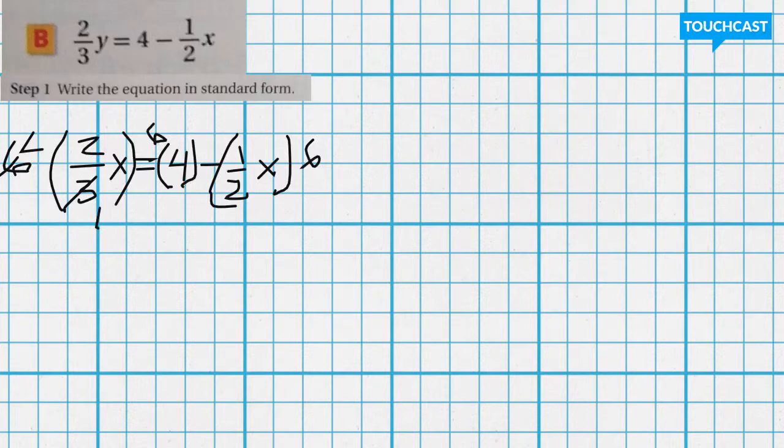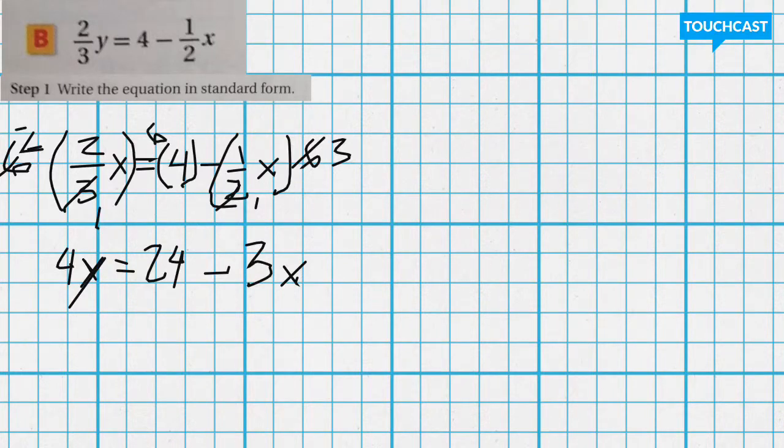So we've got 2 times 2y is going to give us 4y equals 6 times 4 is 24 minus the 6 and this 2 can cancel out. The 2 turns into a 1, the 6 turns into a 3. 3 times 1 is 3x. So in fact, I meant we have 4y equals 24 minus 3x.